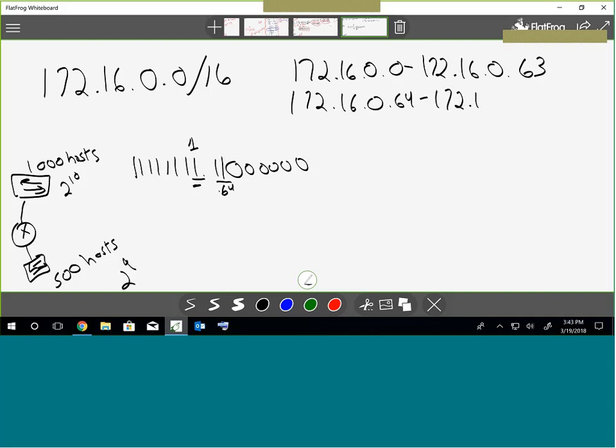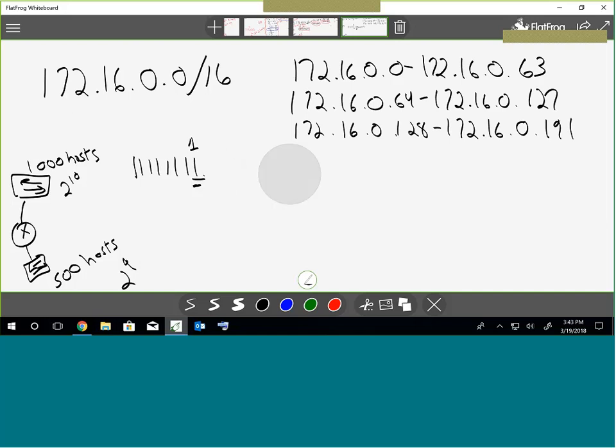And 172.16.0.64. The 172.16.0. what? 127, right? 172.16.0.128 to 172.16.0.191. I'm going to slide this over a little bit. 172.16.0.192 to 172.16.0.255.